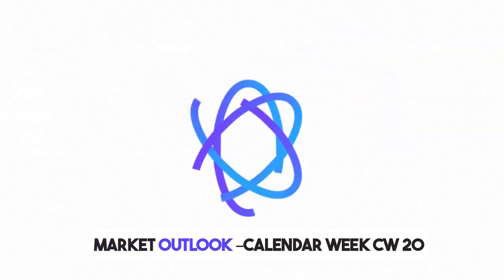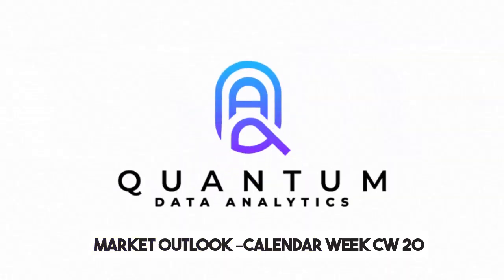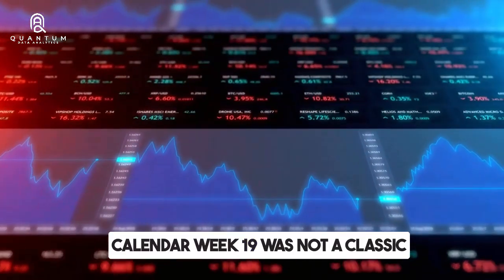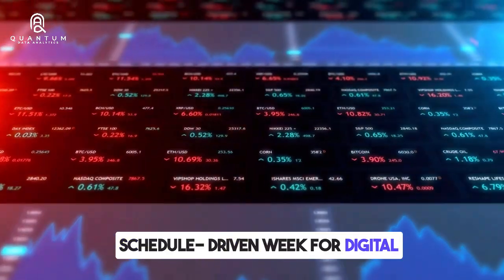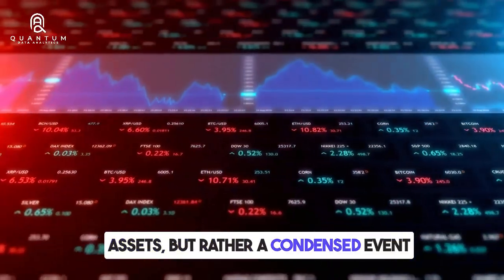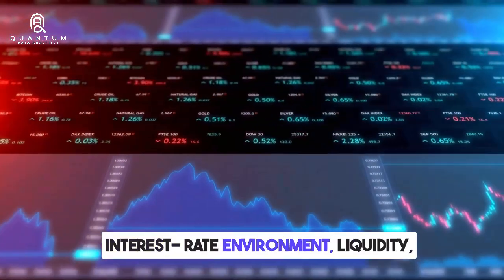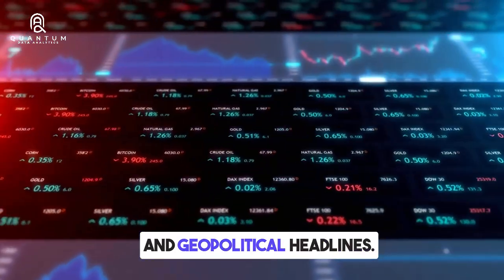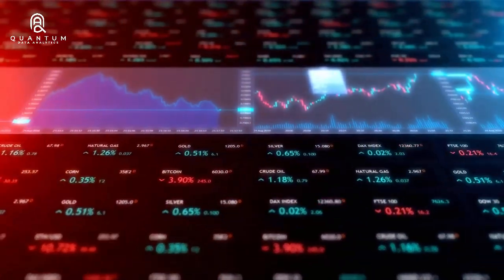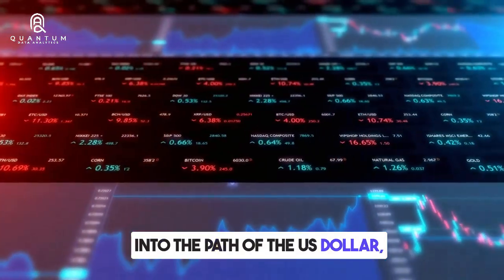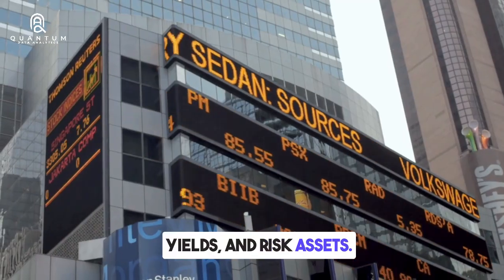And a market outlook. Calendar week, CW20. Calendar week 19 was not a classic schedule-driven week for digital assets, but rather a condensed event picture shaped by macro data, the interest rate environment, liquidity, and geopolitical headlines. The key focus was how the data fed into the path of the US dollar, yields, and risk assets.